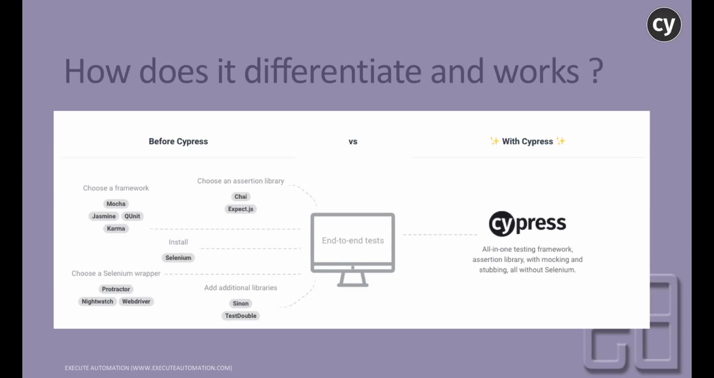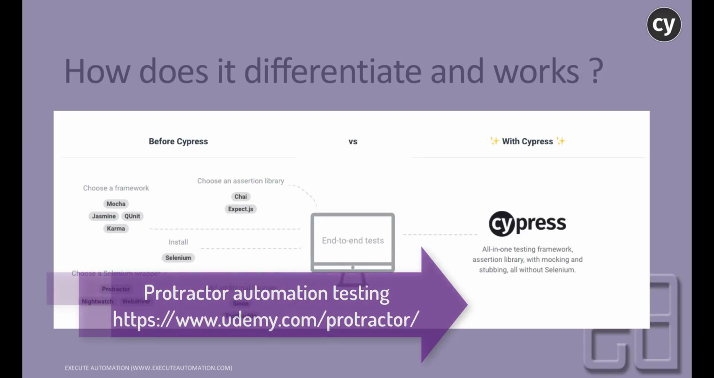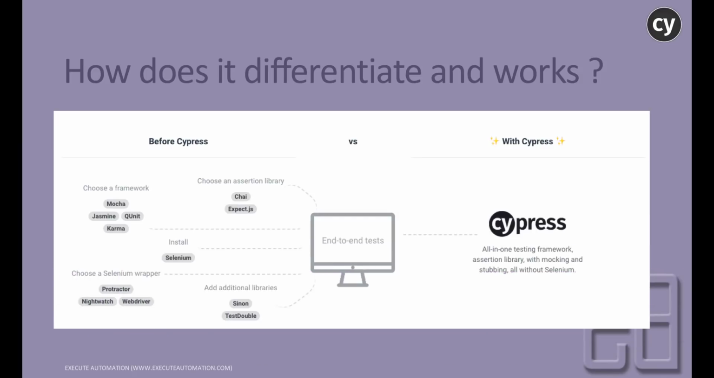Well, how does it differentiate and how does it work? So before Cypress, while I was working with Protractor automation, and we have a course on it, we used to choose the framework like Mocha, Jasmine, QUnit, and Karma. And then we install Selenium, and then we also choose Selenium wrappers, which is nothing but Protractor and WebDriver, something like that. And then we choose assertion libraries like Chai and expect.js. But all these makes our own framework. But with Cypress, it's an all-in-one testing framework, assertion library with mocking and stubbing, all without Selenium.